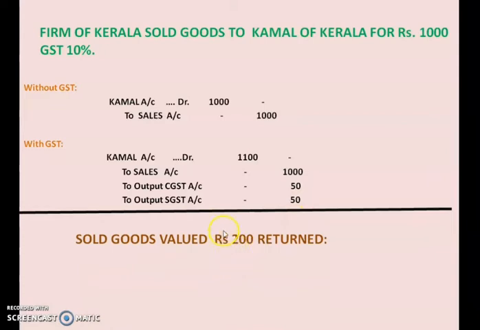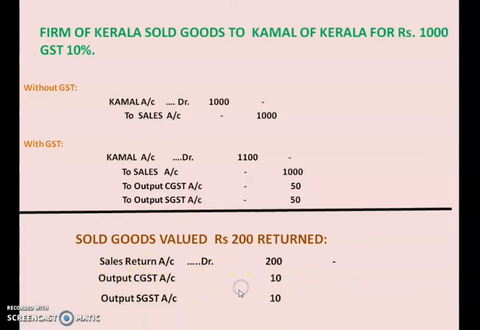Here also some 200 goods is returned. The sold goods are being returned. So what is the journal entry? Sales return account is debited. And output CGST will also be debited here and output SGST will also be debited here. Not 50-50 you have to write. If you are writing 50-50, you will go wrong.